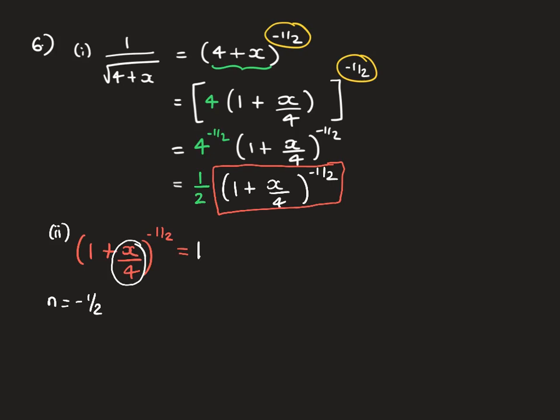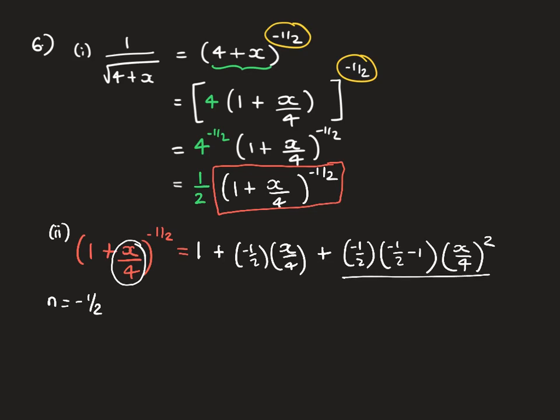So this gives me 1 plus nx plus n, n minus 1, x squared all over 2 factorial, at which point I definitely get my calculator out to work out these terms and simplify them carefully. So we end up with 1 minus x over 8 plus 3x squared over 128.